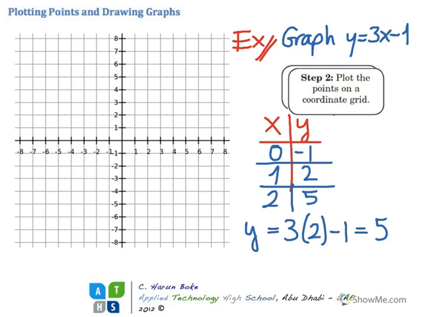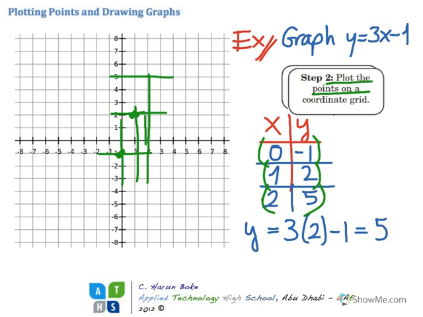So in step 2, we are going to plot the points that we find on the table: (0, -1), (1, 2), and (2, 5). So let's plot them. For (0, -1), x is 0, y is -1, so the intersection is here. For (1, 2), x is 1 here, y is 2 here, so the intersection will be here. And for (2, 5), the intersection will be here. So these are the points on the function.